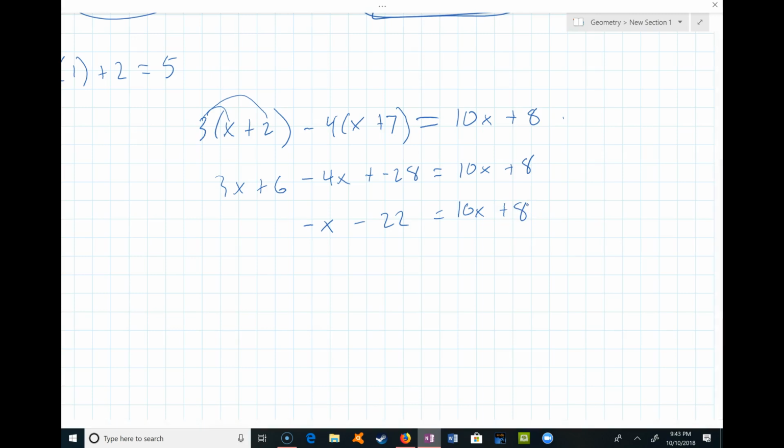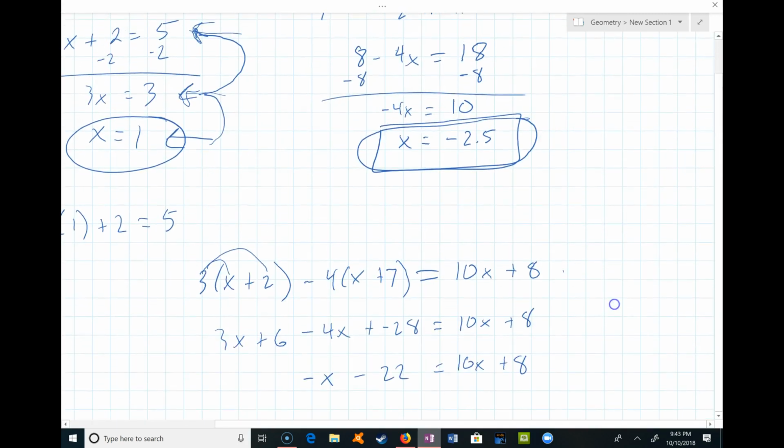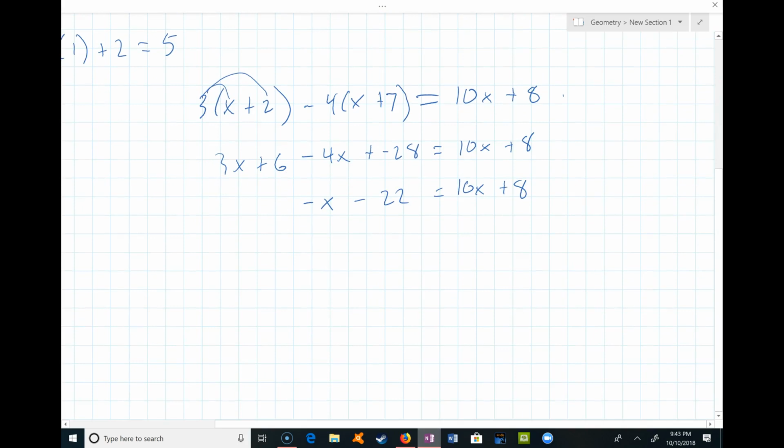So now, since our goal is to get something like this with the x by itself, that means we need to get the x's on the same side of the equation, because it's impossible to get x's by themselves if you have an x on the left side and the right side. So how can I get the x's together? Well, I'm just going to add an x to both sides of the equation. It doesn't matter which side I get them on as long as I get them together.